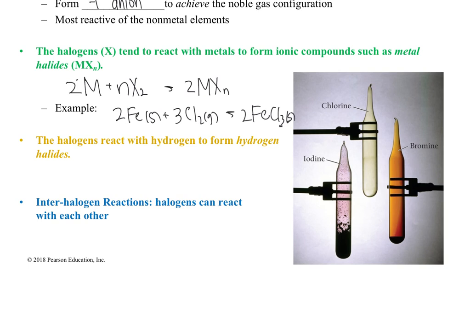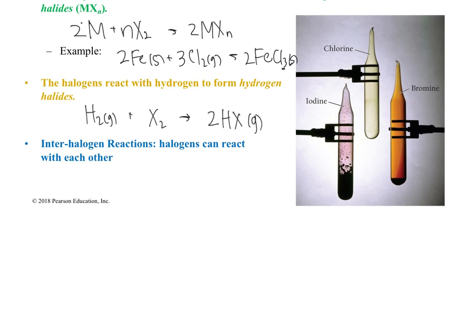They tend to react with hydrogen to form hydrogen halides, so we get hydrogen gas plus my halogen with any phase that it might have produces hydrogen halides, and those are gases generally, and so we'll produce 2 of those. And then the very last one is interhalogen reactions. So halogens reacting with each other. So we'll call one halogen X, another halogen Y, and they'll produce those interhalogen compounds. So each of those, and we get 2 compounds out total.